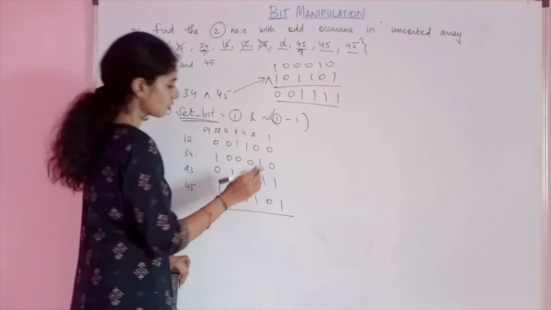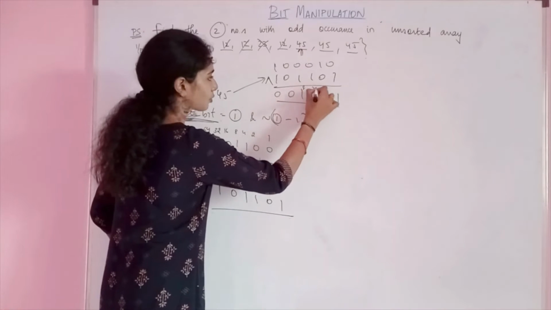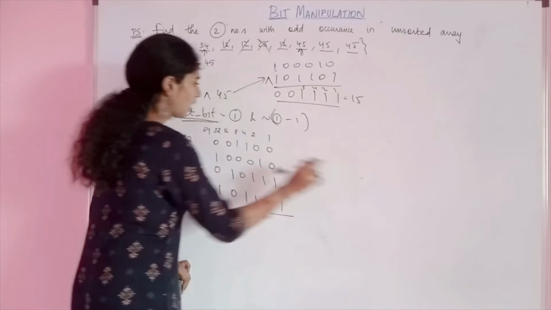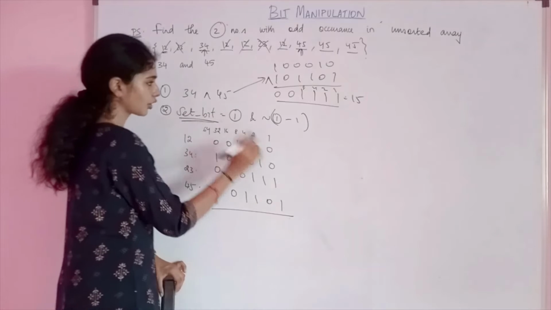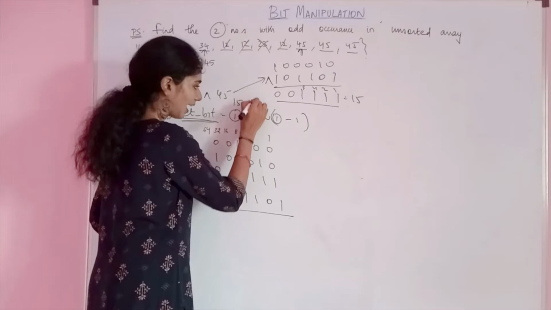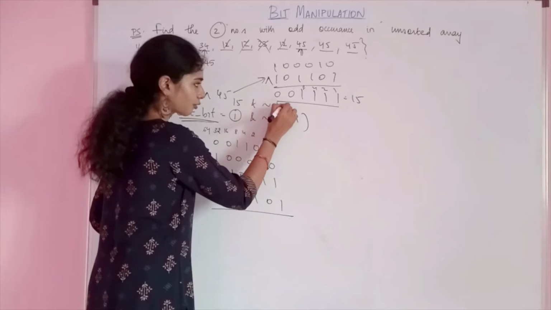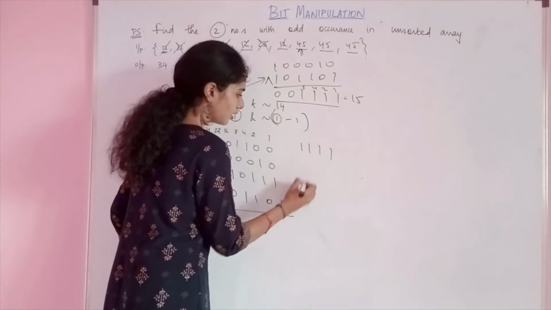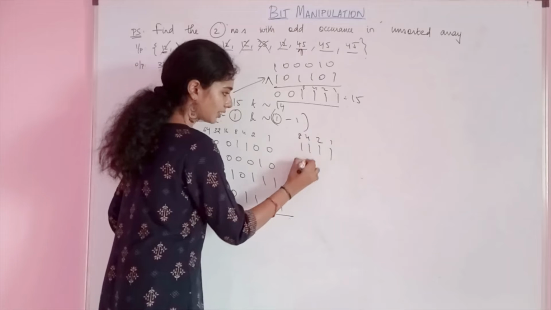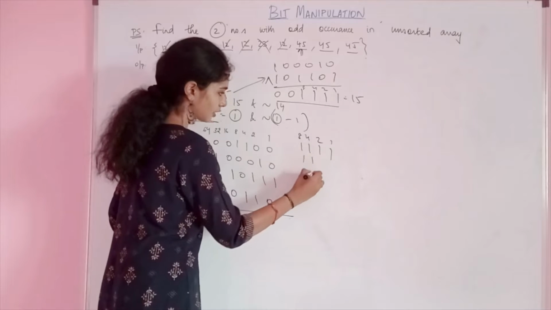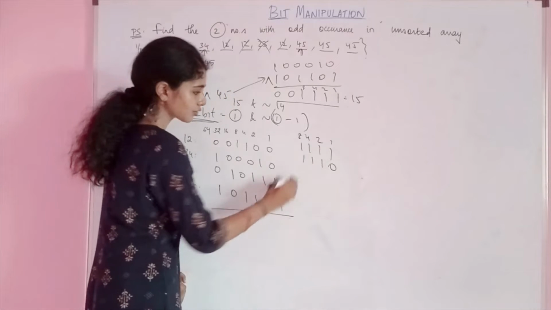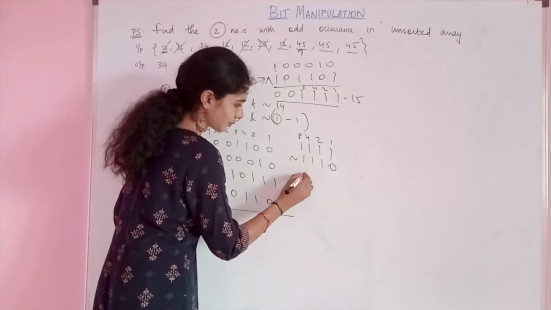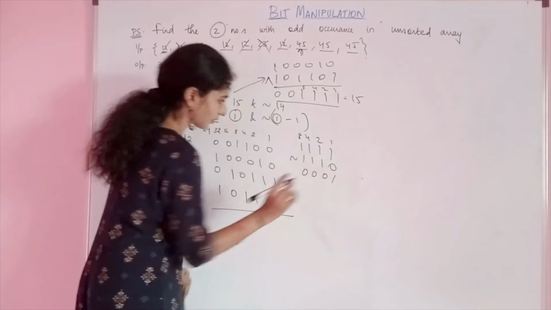Fine. So what is this? 8421, which is nothing but 15. Okay. And the set bit is going to be 15 AND the negation of 14. So 15 is 1, 1, 1, 1. 14 is going to be 8421, 8, 9, 10, 11, 12, 13, 14. So the negation of 14 is going to be what? 0, 0, 0, 1.